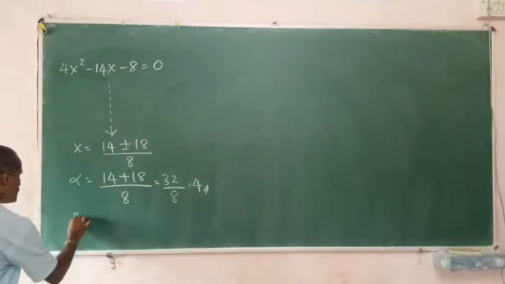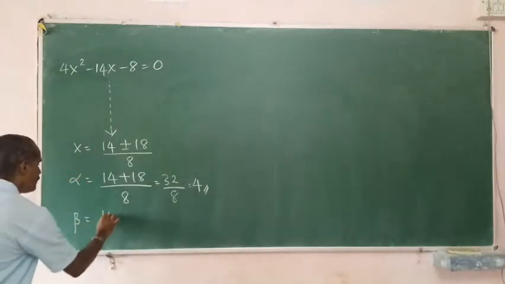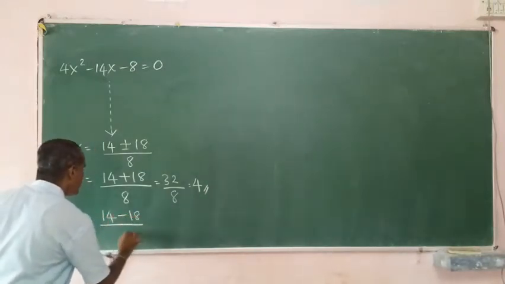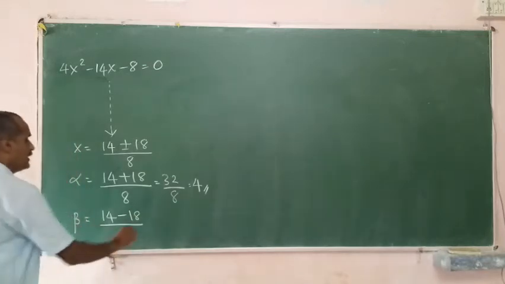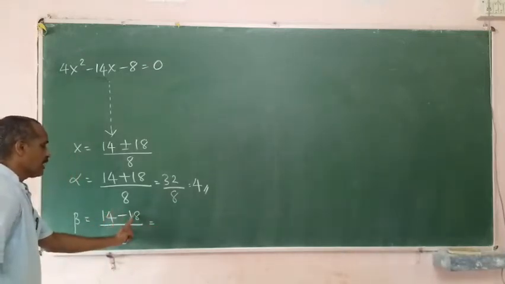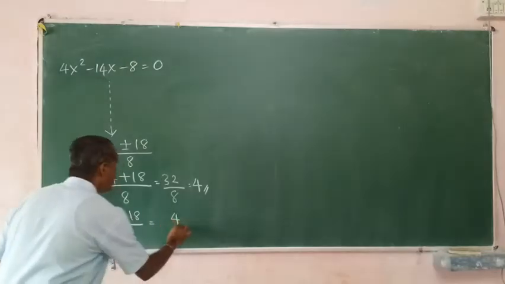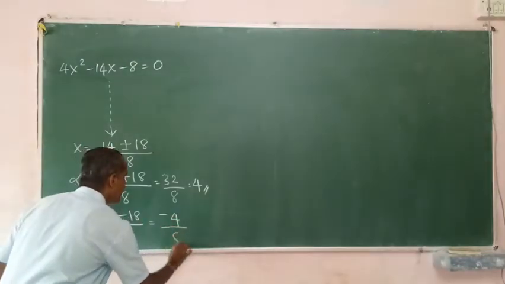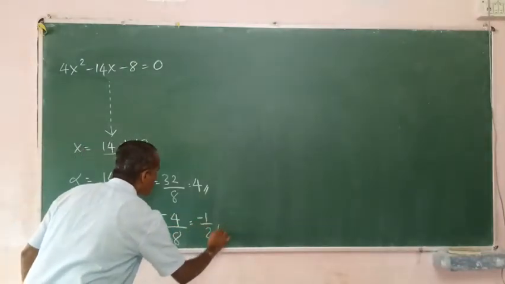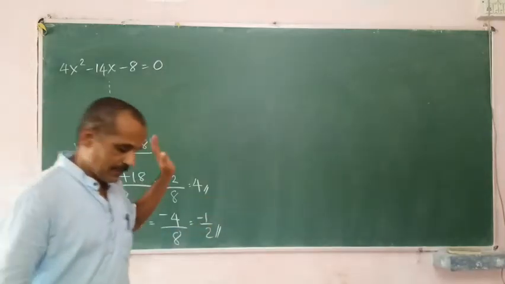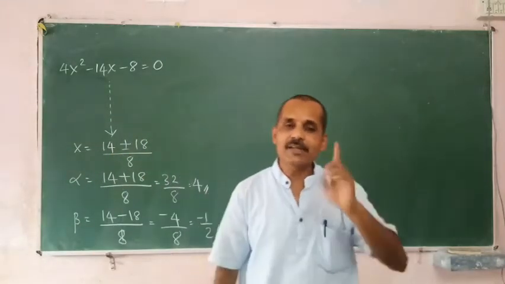And the second root, beta is equal to 14 minus 18 divided by 8. This is one plus and one minus. 14 minus 18 is minus 4, divided by 8, the answer is minus 4. Right. My dear children, this correction has to be done.